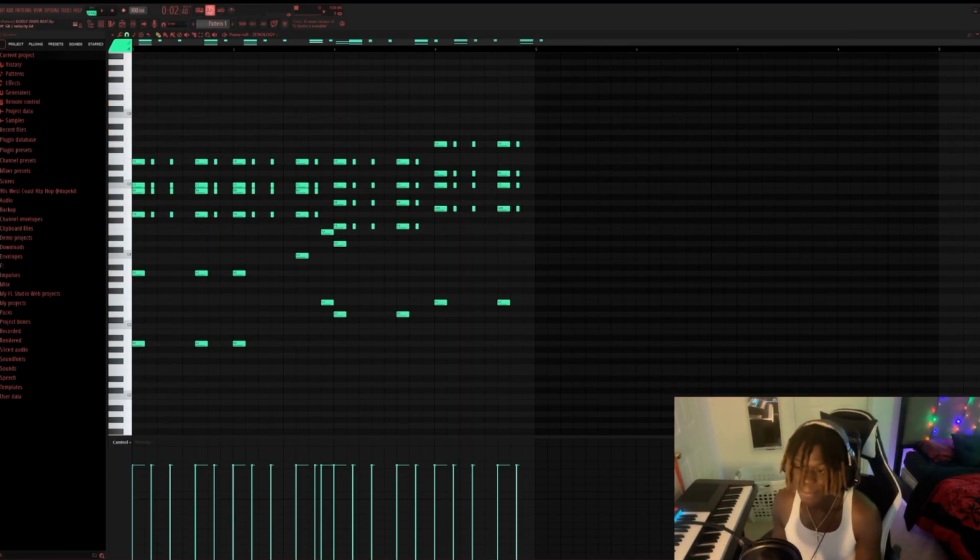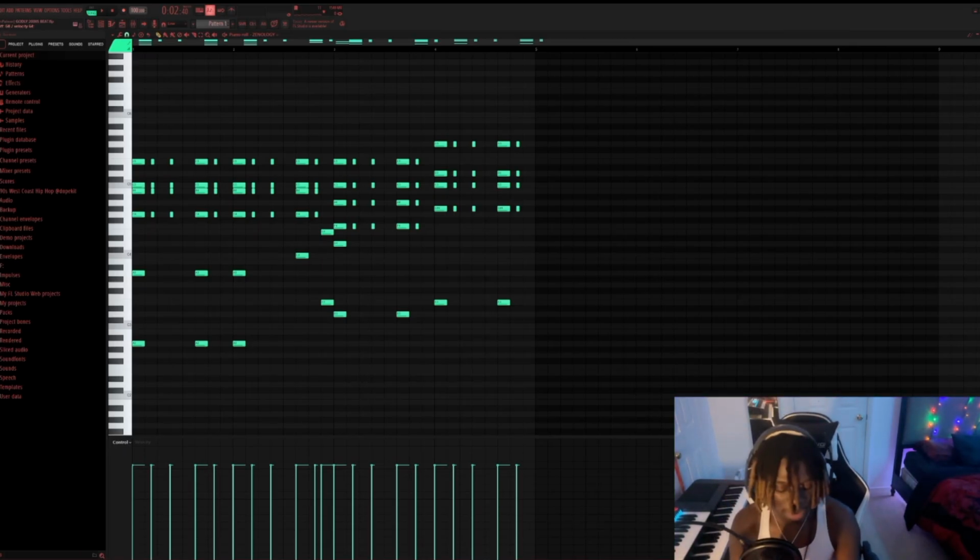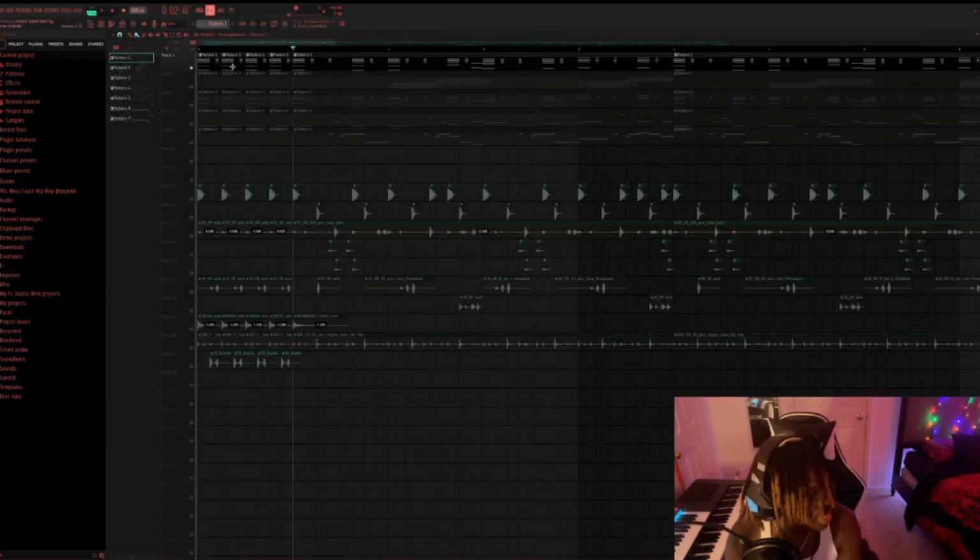You know what I mean? And then, yeah, that's music theory in a nutshell, man. And then that's how I got this chord progression. This is one of my favorite chord progressions I've ever made. And so essentially, breaking this down.